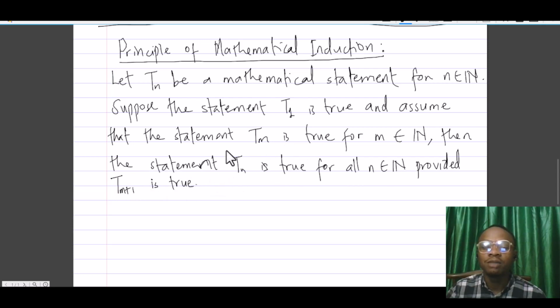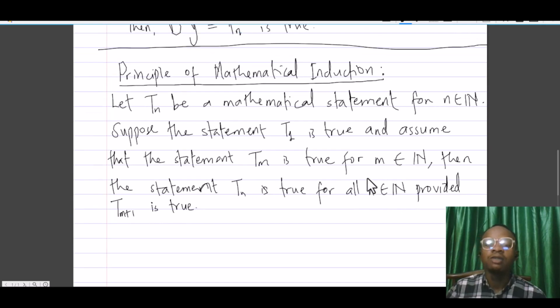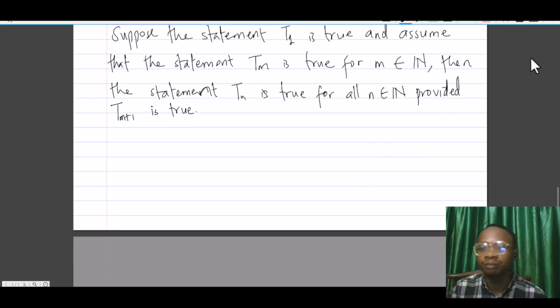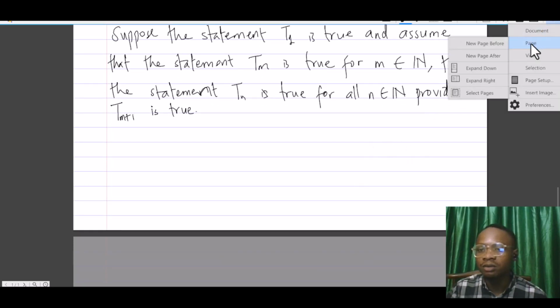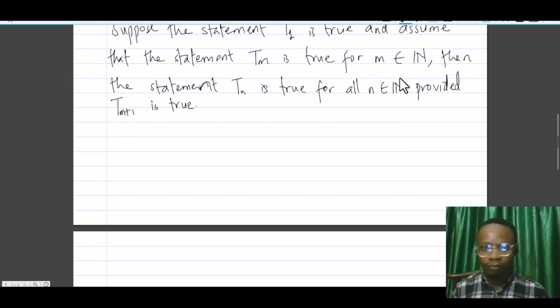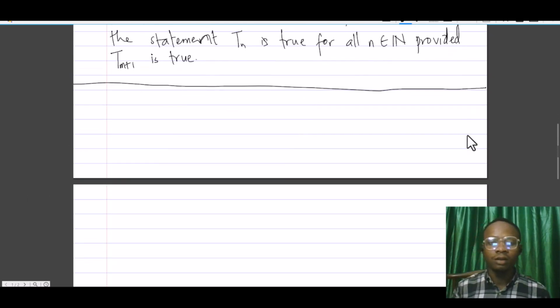Once we are able to establish that, then we conclude that the statement is true for all n elements of the natural set N. So that is the principle of mathematical induction, and we will make use of that right now to solve some problem. So to see how this works, let's have this example now.